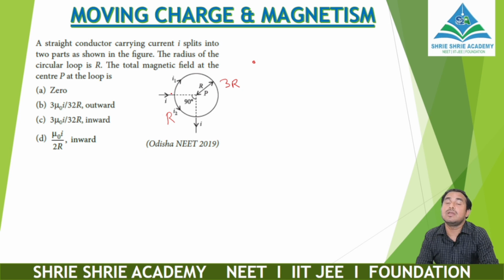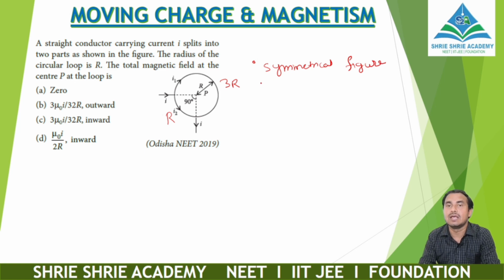So the magnetic field due to the clockwise direction is into the plane, and this one is out of the plane. For the net magnetic field you should subtract, because into the plane and out of the plane are different. So to find the net magnetic field, you have to subtract both of them. But in this condition, one rule is there. The rule says that it is a symmetrical figure. A symmetrical figure we can call a square, rectangle, circle. These are called symmetrical figures, right?